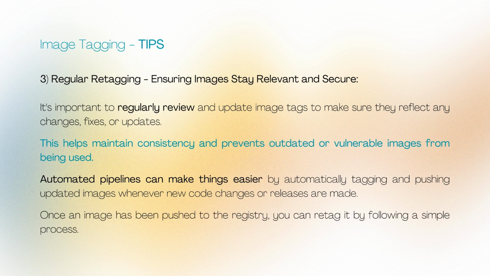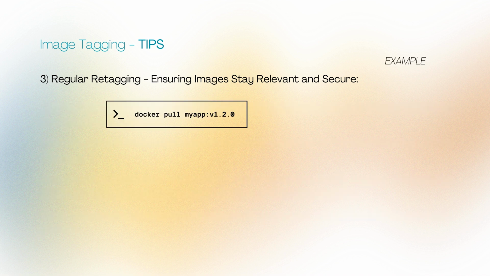Once an image has been pushed to the registry, you can retag it by following a simple process. So the first command we would run is docker pull my app and then specifying the version, let's say 1.2.0, which will pull the image from the registry with that specific version.